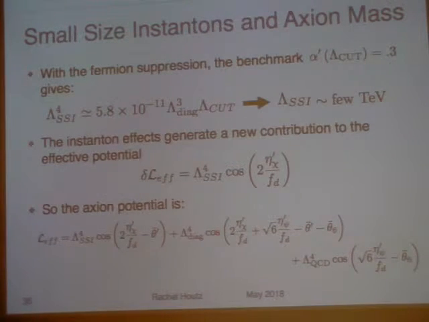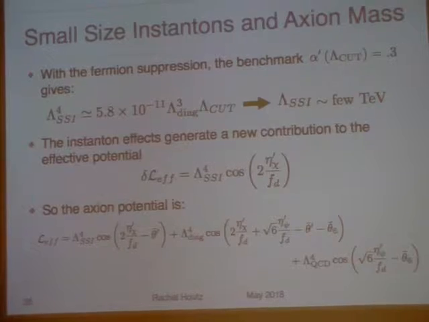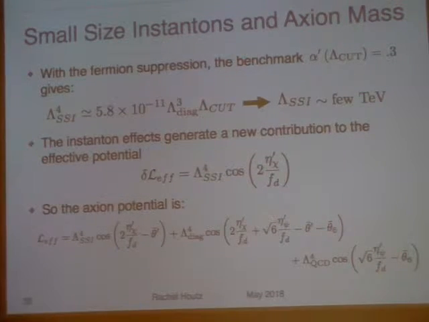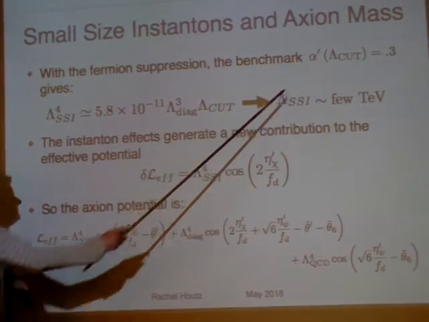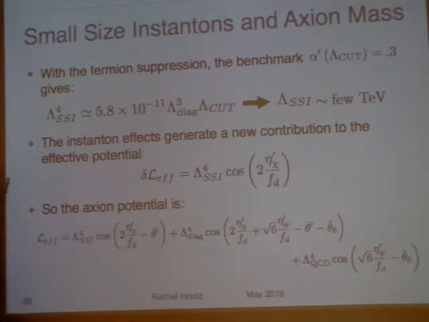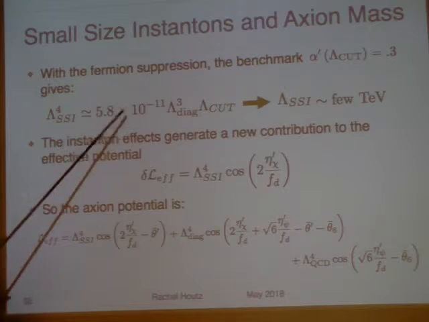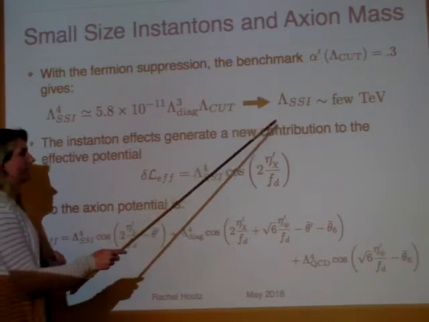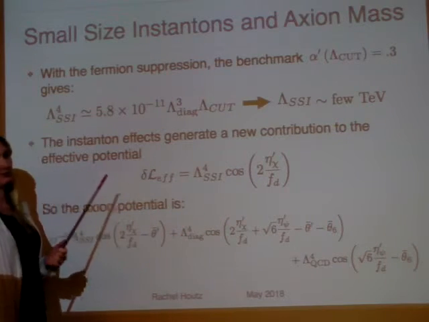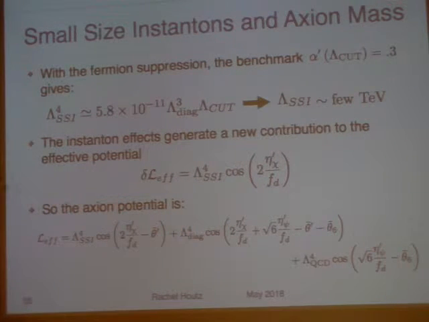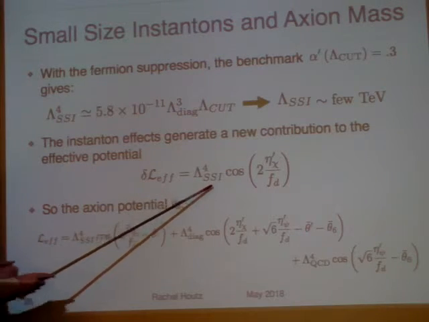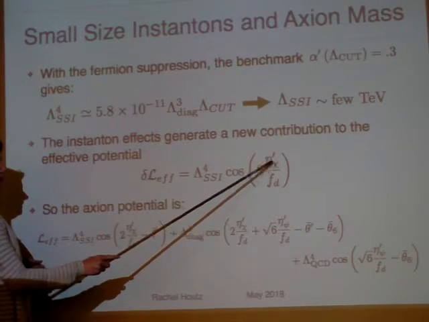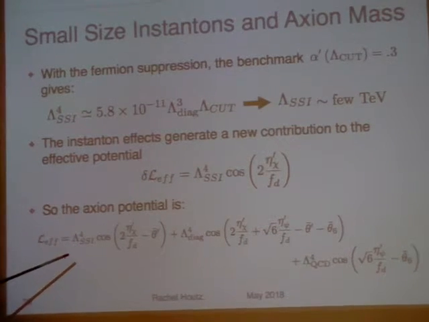All right. So with the fermion suppression, we get a much larger suppression on the instanton contribution to the potential. With the same benchmark, alpha prime equals 0.3, we get that lambda SSI to the fourth goes like 10 to the minus 11th times lambda diagonal contributions and 1 lambda cut. And so lambda SSI is sitting at a few TeV. The instanton effects generate a new contribution to the effective potential that affects the mass of the eta chi, because chi is charged under SU3 prime.